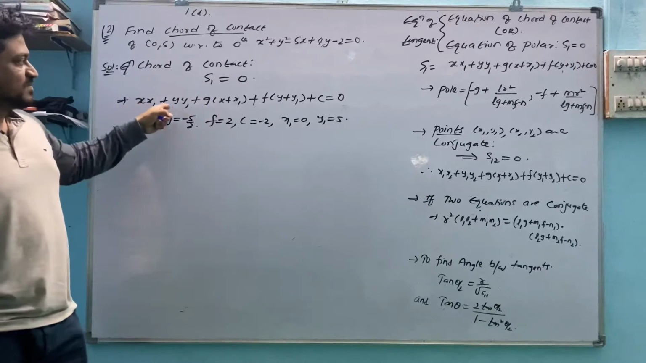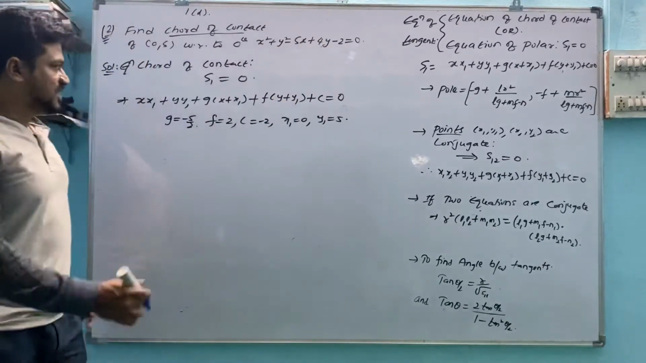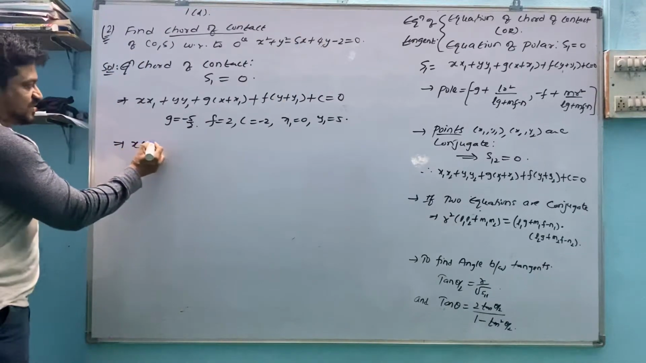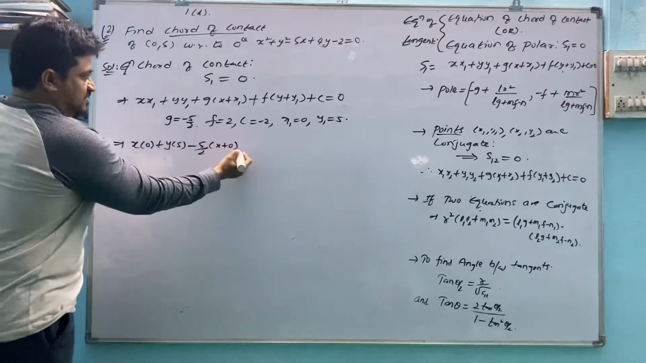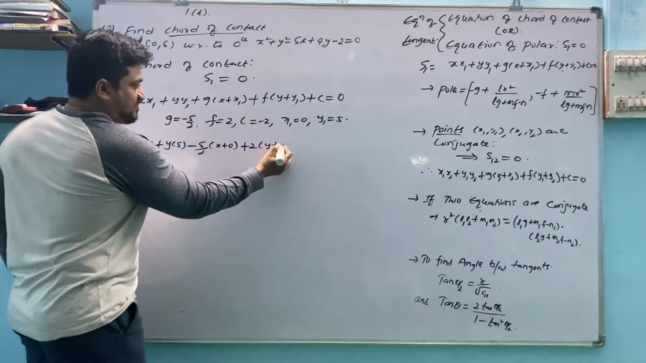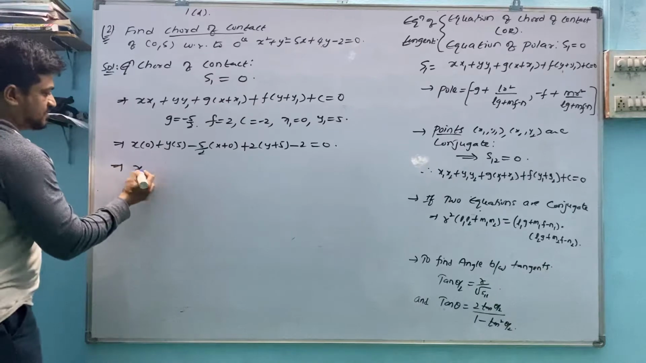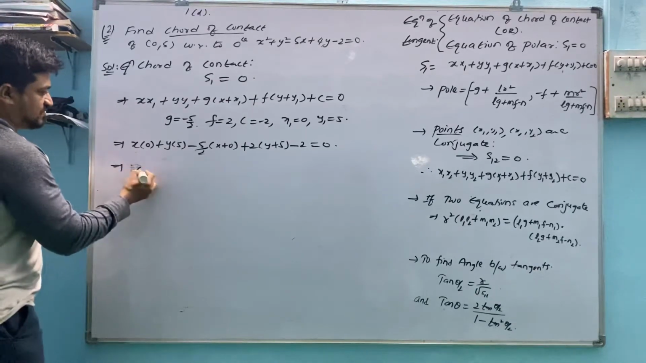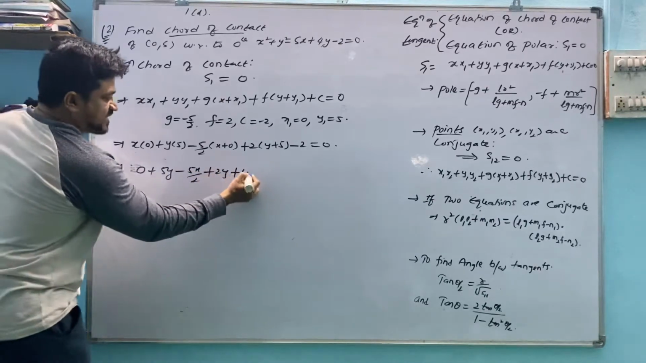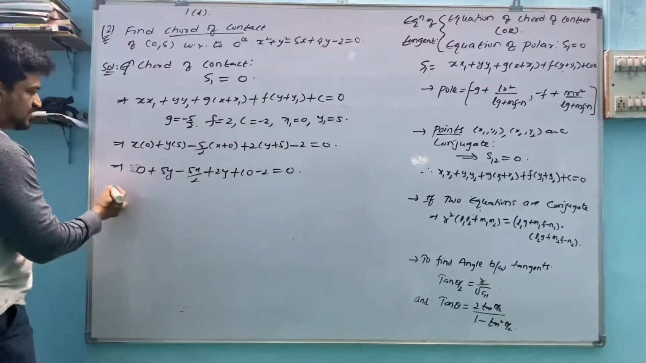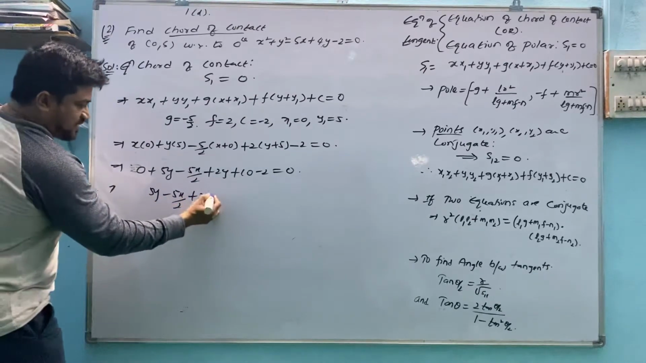What is that formula? x x1 plus y y1. From where we will get x1, y1? From the point. G, F, C values from circle equation. Now we have x into x1 plus y into y1 plus g into x plus x1 plus f into y plus y1 plus c equals to 0. This is 0 plus 5y minus 5x by 2 plus 2y plus 10 minus 2 equal to 0. We have 5y minus 5x by 2 plus 2y plus 8.